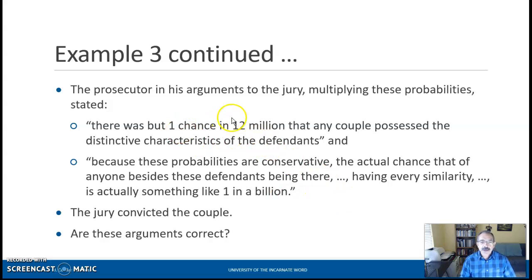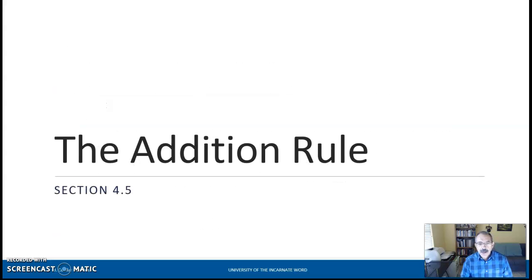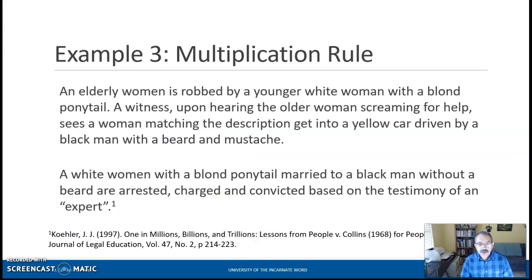If you read this paper, you will see that the defense didn't like the argument. They looked for other experts and they rebuked this argument. And eventually, this couple was declared innocent. But I like to include this example in my lectures because I want to emphasize how important it is to understand these concepts of probability, when you can multiply probabilities, and when it is appropriate to assign subjective probabilities. So keep that in mind, and I invite you to read this paper right here.